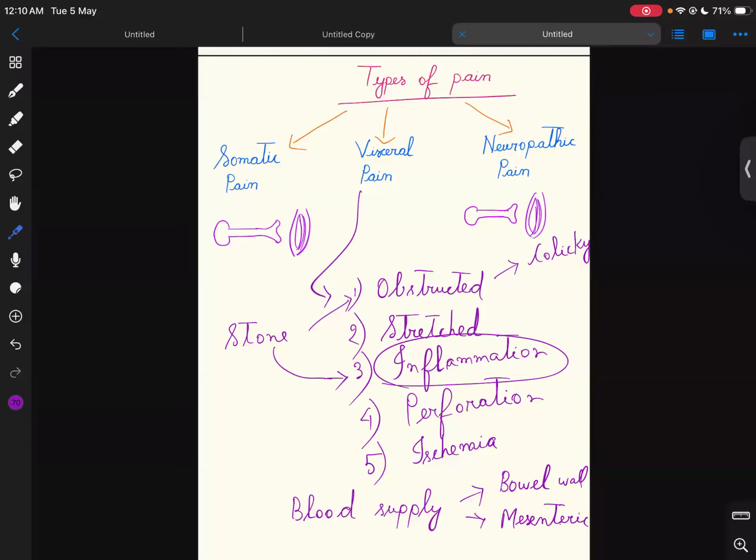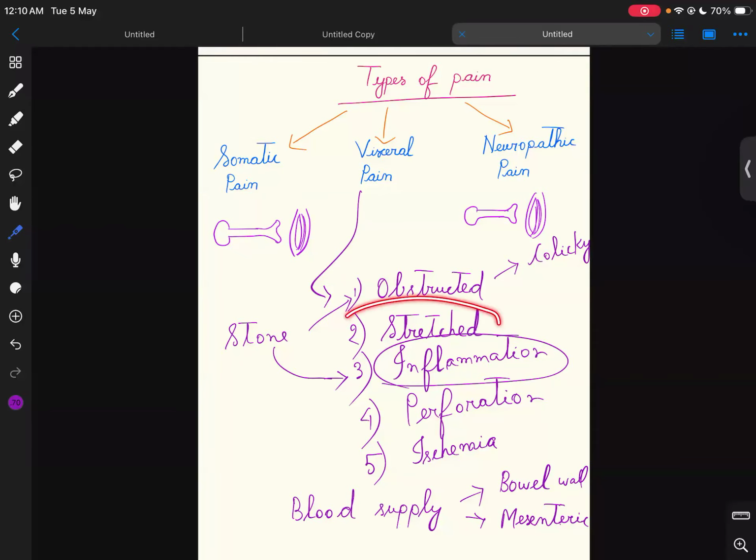One of the doctors has asked, is it dull or colic? Colicky pain is there whenever there is a chance of getting obstructed. The viscera has some lumen inside it. Our colon has some lumen inside it. Our ureter has some lumen inside it. Our bile duct has some lumen inside it. For that case, you'll feel the colicky pain. Otherwise, you'll feel the dull pain.